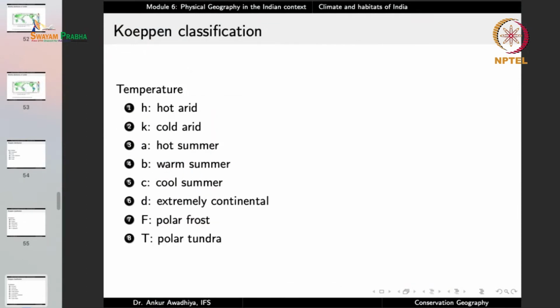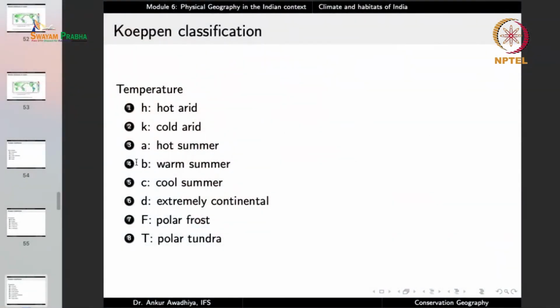H refers to hot arid, which is a hot desert, and K refers to cold arid, which is a cold desert. Now hot deserts such as our Thar Desert or the Sahara Desert, they are hot areas with very little amount of rainfall and essentially dry areas. Cold deserts such as the Gobi Desert or the Taklamakan Desert, these deserts are typically in very cold areas, but they are also extremely dry. So the common factor is dryness, but you can have hot conditions or you can have cold conditions.